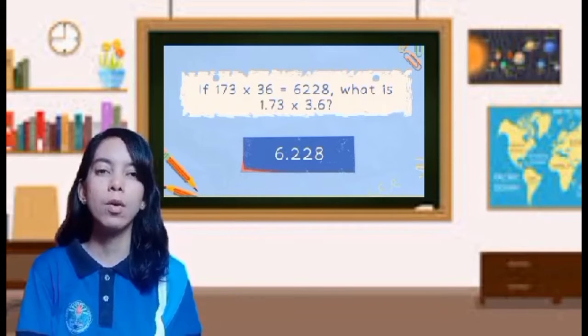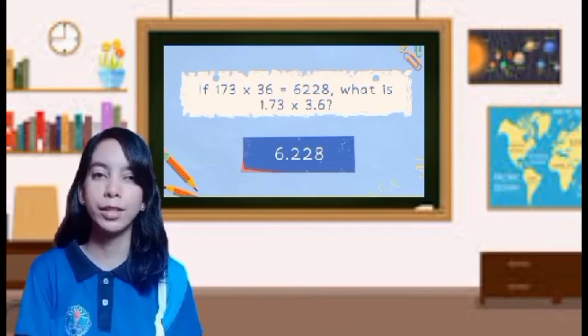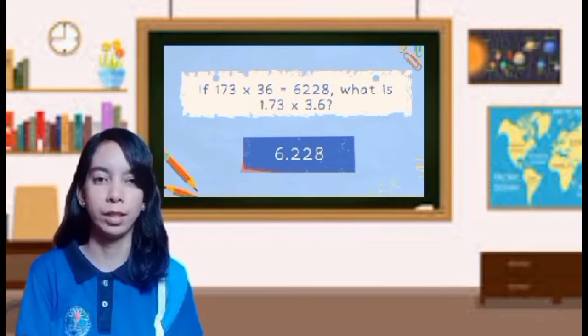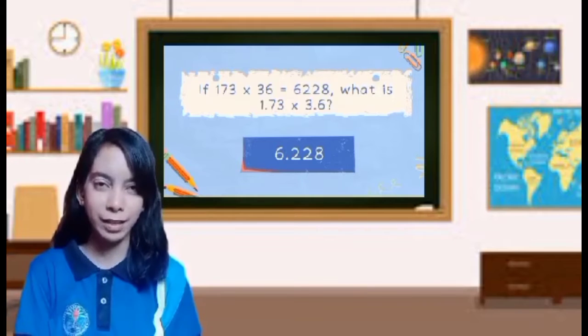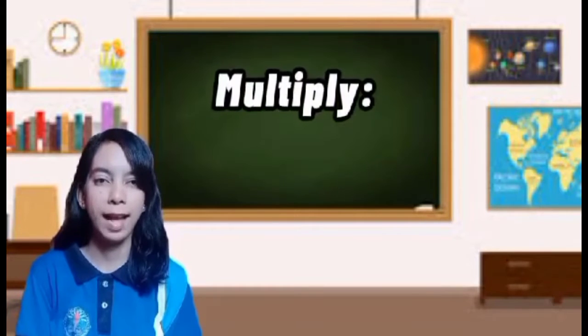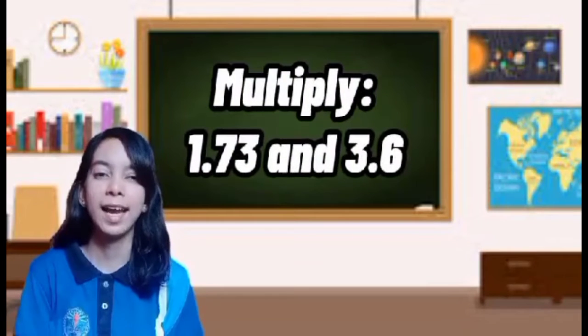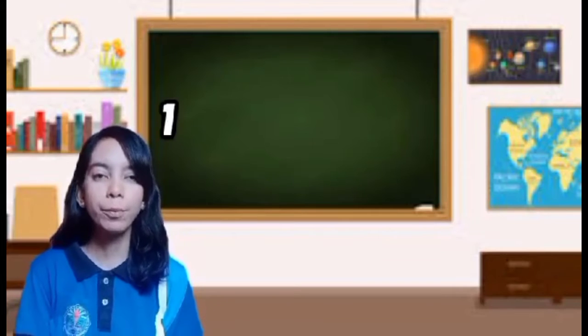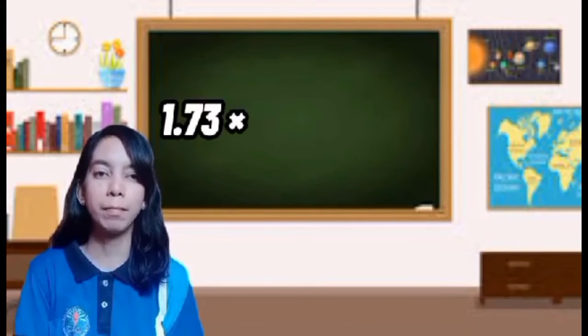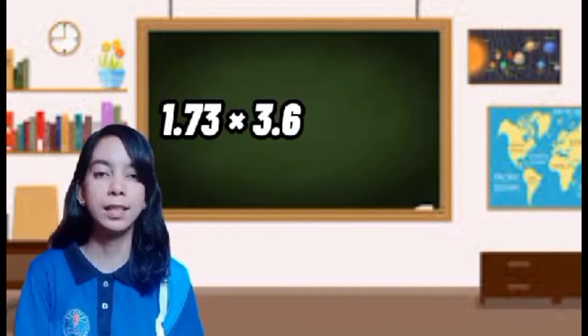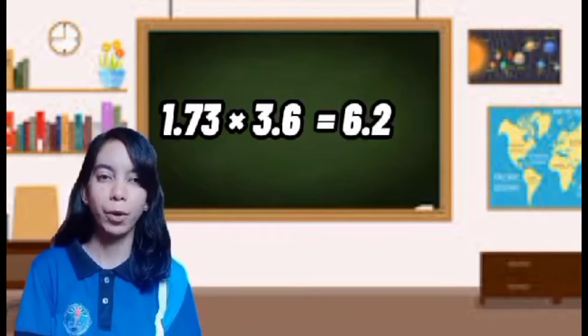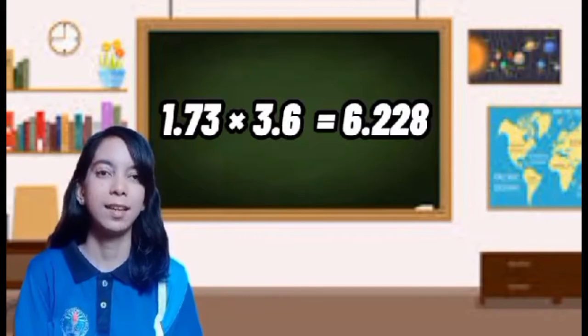Next question. If 173 times 36 is equals to 6,228, what is 1.73 times 3.6? So the answer here is 6.228. So to get that answer, we just simply multiply 1.73 and 3.6. So 1.73 multiplied by 3.6 is equals to 6.228.